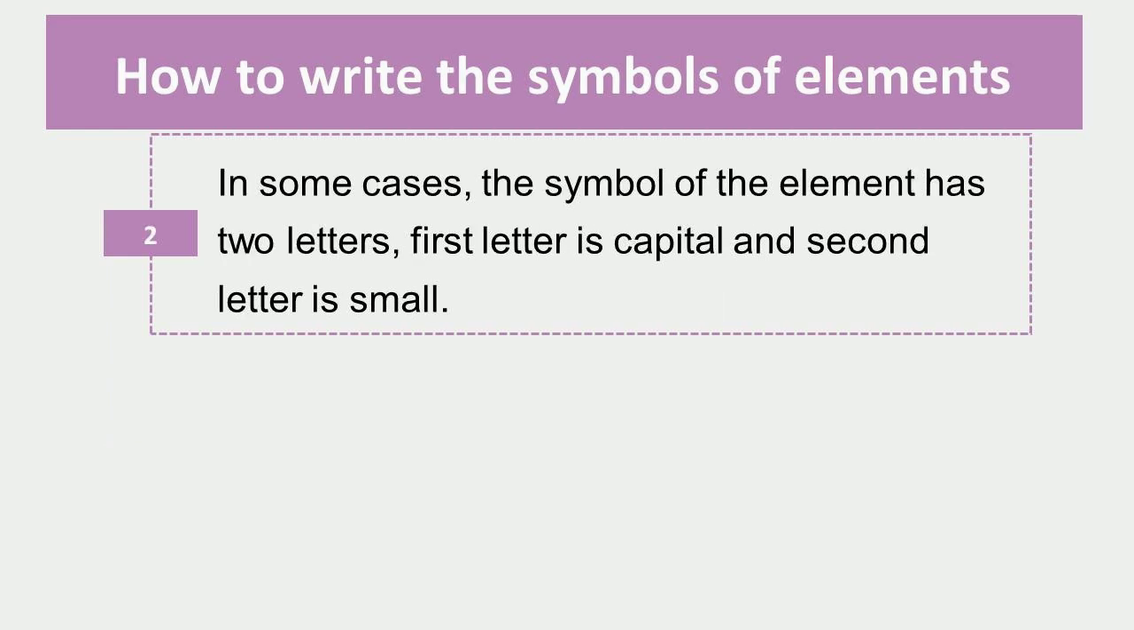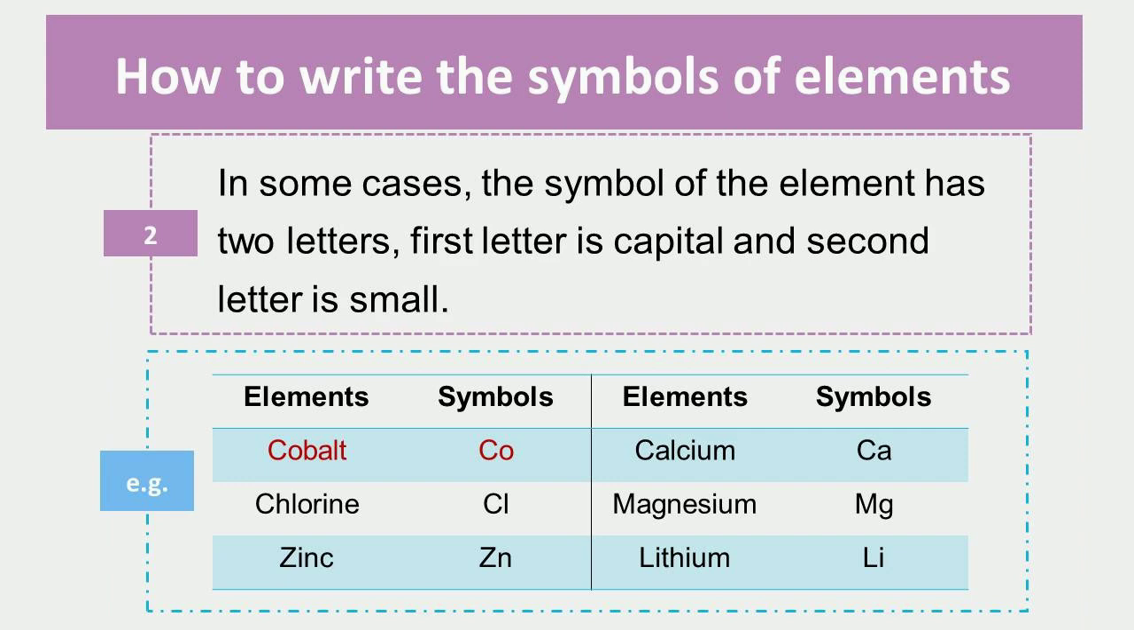In some cases, the symbol of the element has two letters. The first letter is capital and the second letter is small. When two or more elements have their names beginning with the same letter, one more letter is added to the symbol in order to avoid confusion. For example, the first letter of the names of cobalt and chlorine is C and their symbols are Co and Cl. Symbol of zinc is Zn.